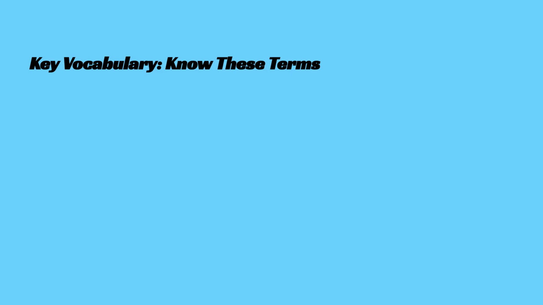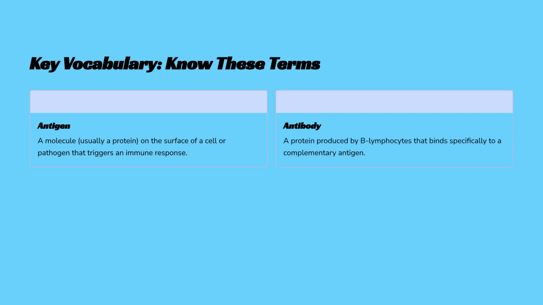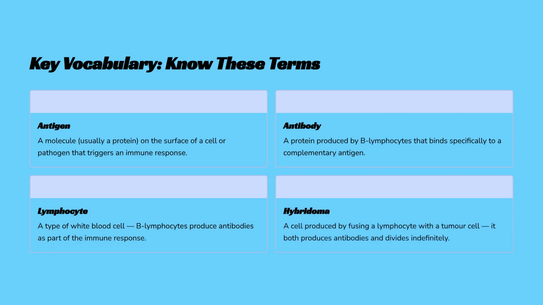To excel in your exam, make sure you understand these key terms. An antigen is a surface molecule that triggers an immune response, while an antibody is the protein that binds to it. Lymphocytes produce these, and a hybridoma is the cell created for mass production.